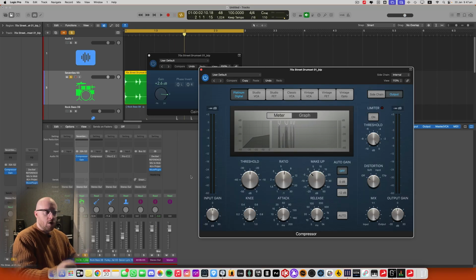Cool, that's all well and good. But then what do these other three controls do on our compressor? Check back for part 2 and we'll go through those things.